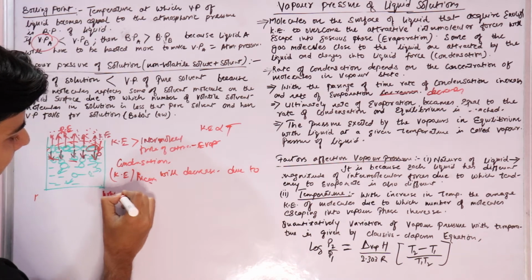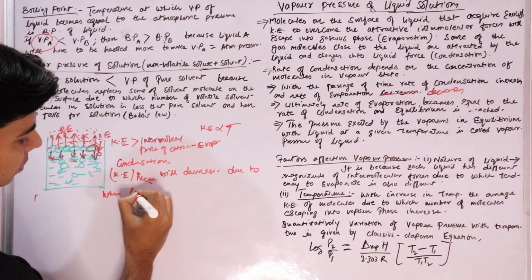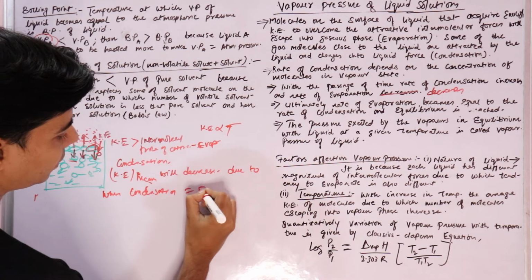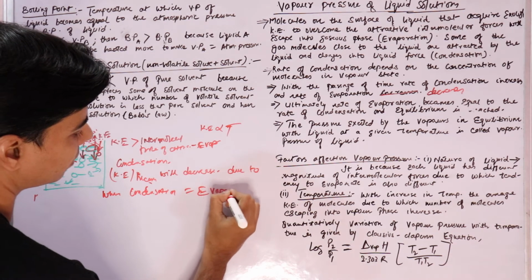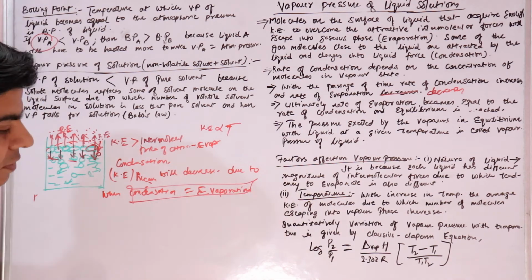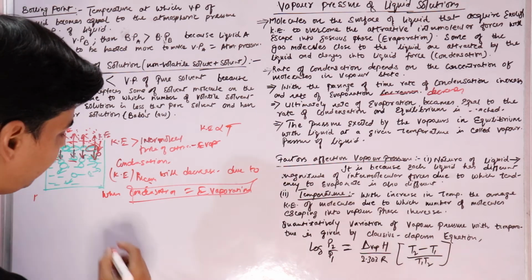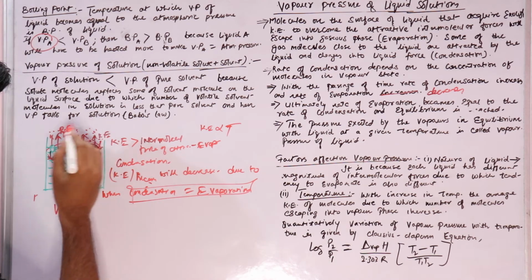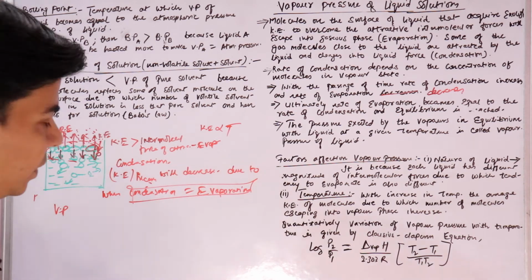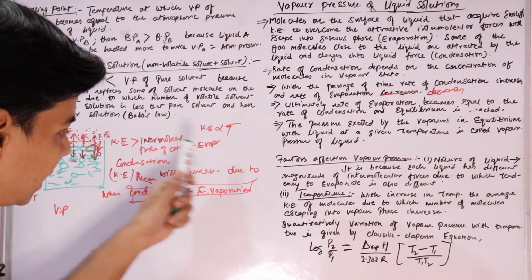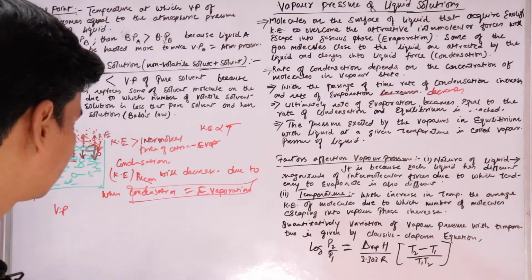So when evaporation is equal to condensation, equilibrium has been attained, and the pressure exerted by the vapors above the liquid surface at equilibrium is called the vapor pressure of the liquid, right?